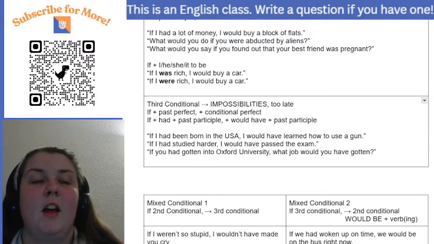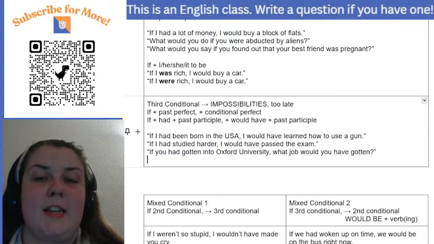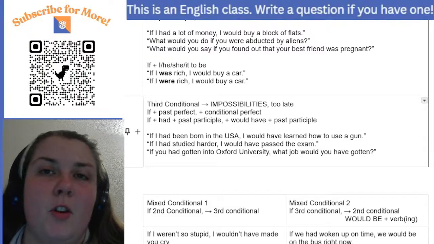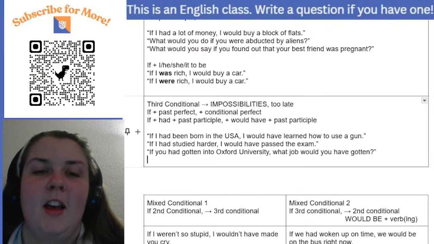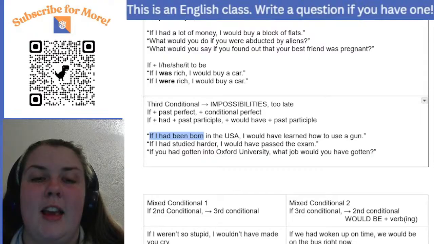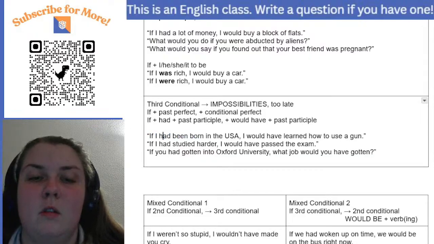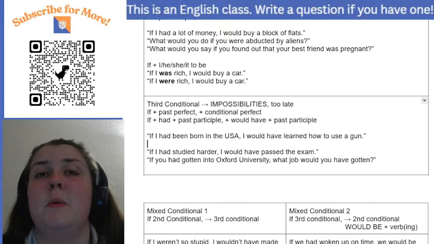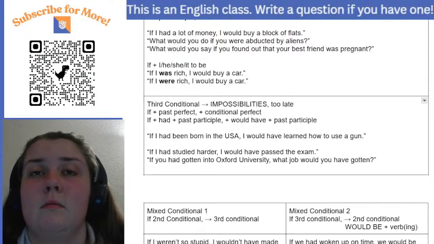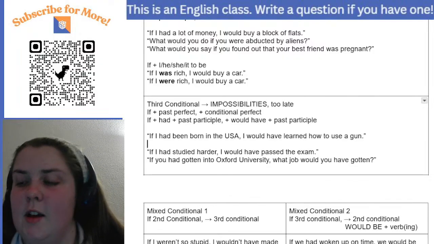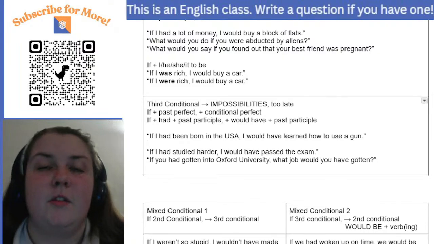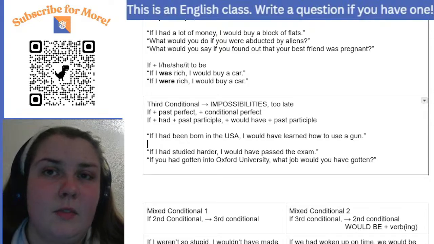If I had been born in the USA, I would have learned how to use a gun. Okay, that might be a little bit on the nose, but it's a good example. What we're saying is that the act of being born in the USA... I don't know about you guys, I was born in Britain. Is it possible for me to be born in the United States right now? No. I've already been born once. I don't get another chance, unfortunately, right? So, for that reason, it's too late.